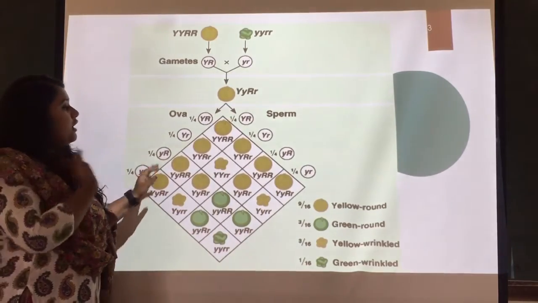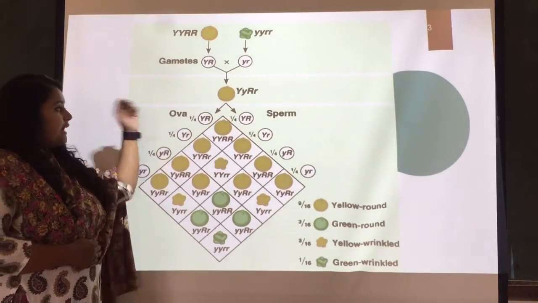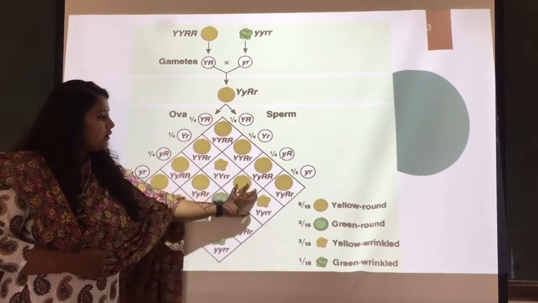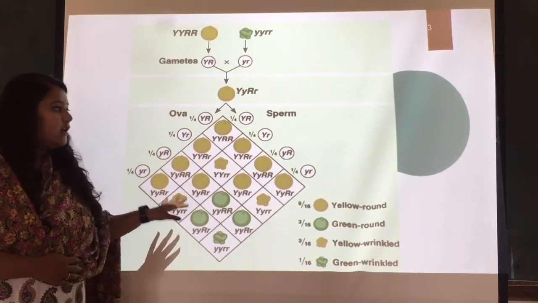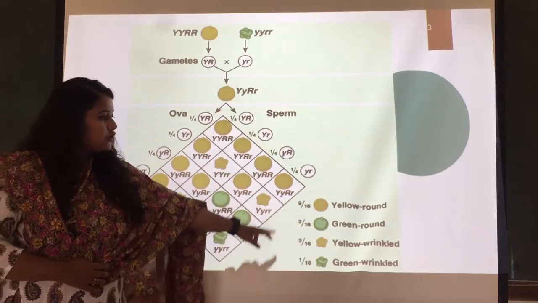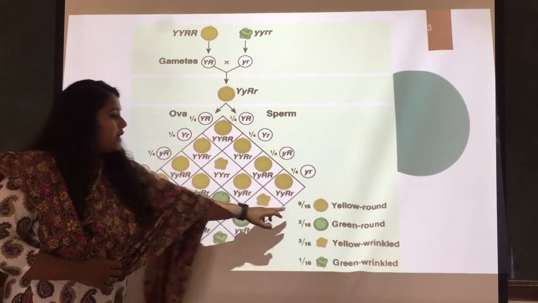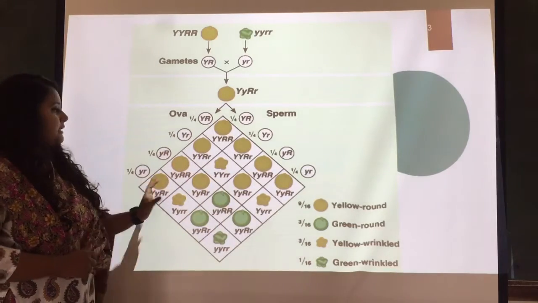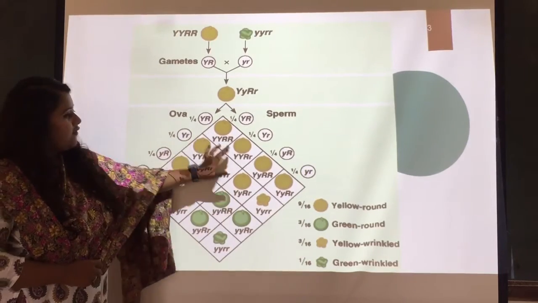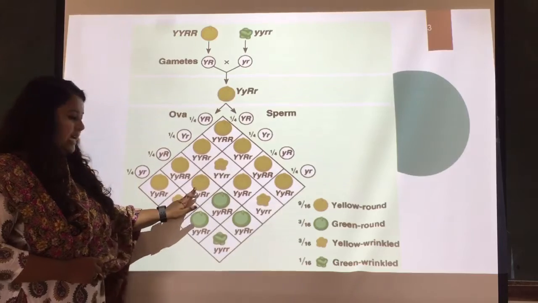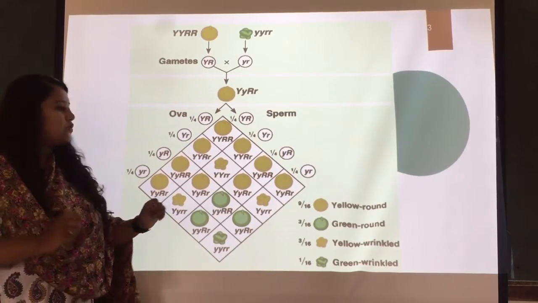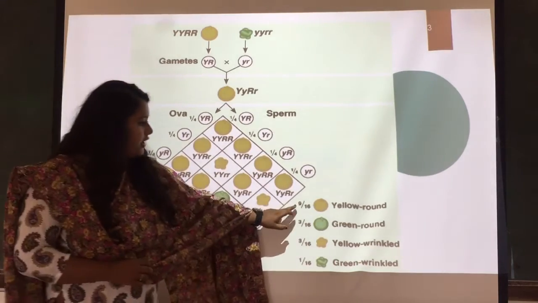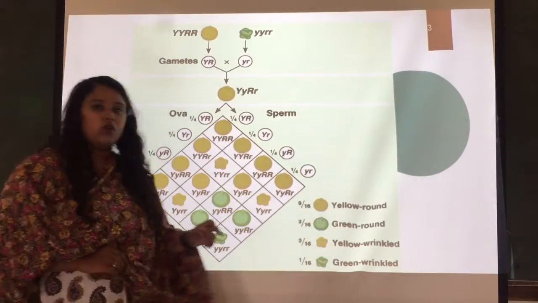As you can see, the number of boxes over here is 16. So here I have shown the ratio of this particular cross on the basis of 16, right? So what happens? Let's count 1, 2, 3, 4, 5, 6, 7, 8 and 9. So 9 will be the seeds which will be yellow round. So I have written 9 out of 16 are yellow round.